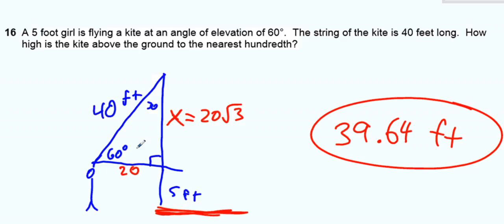If you didn't remember the 30, 60, 90 shortcut, then you just do sine or cosine and solve it out. That's okay too.